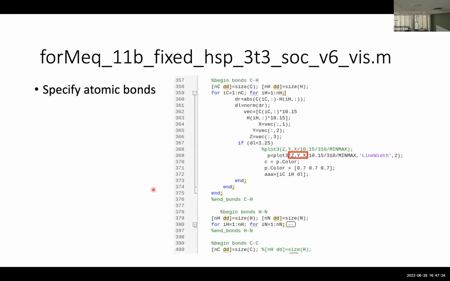Then further down the line, we need to specify bonds, and you need to do this for every bond type that you're interested in. I've opened up the for loop for the carbon-hydrogen bond so you can see it, but there's also nitrogen-hydrogen, carbon-carbon, chlorine-lead, any bond type that you're interested in, you would have to do this for. The major thing here is, once again, depending on what dimensions you're looking at, you would have to change the order of the Z, Y, and X in this box.